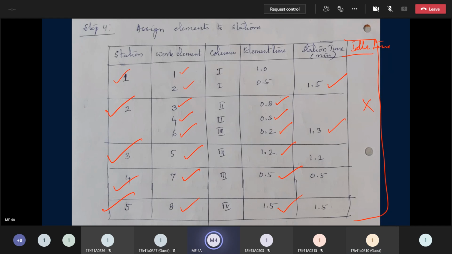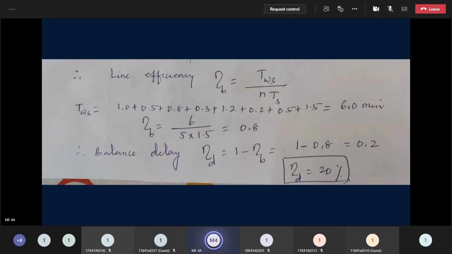And then comes balance delay and efficiency. Line efficiency is TWC, total work content, by NTS. So TWC, I am adding all the element timings. I am getting 6 minutes. So balance efficiency is 6 by the number of stations I got, which is 5, and service time 1.5. So 0.8. So balance delay is 1 minus balance efficiency, 0.2. So balance delay is 20%. Okay. This is how you have to solve. Is that clear, everyone? Yes, sir.